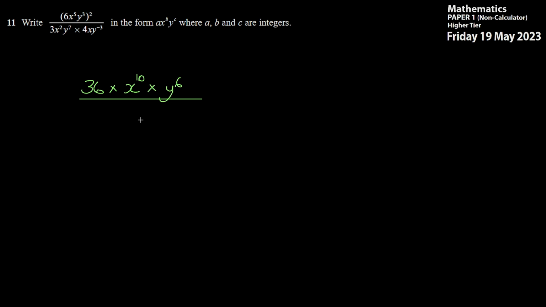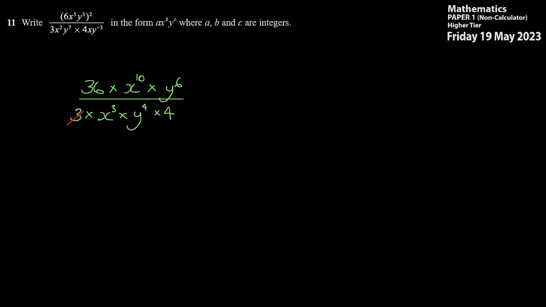Now the bottom, 3, now the x's. X to the power 2 multiplied by another x, we're now going to be adding the powers. So this is x to the power 3. And the y's, we've got y to the 7 multiplying by y to the negative 3. The index will be 7 minus 3, so this is y to the 4. And let's not forget that 4, which is there.